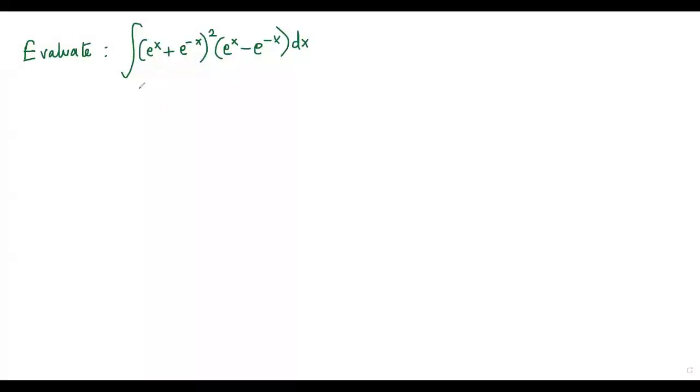Here we have to evaluate the integral. That is, we have to integrate the function (e^x + e^(-x))² times (e^x − e^(-x)) dx.